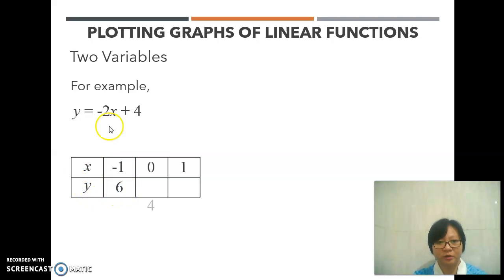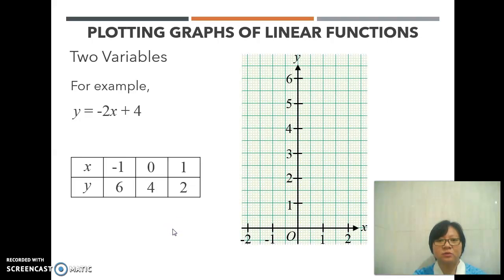And use these x coordinates as input to get the output. Use this formula. For example, if x equals -1, it means -2 times -1 plus 4. -2 times -1, negative times negative equals positive. So 2 plus 4 equals 6. And then if x is 0, -2 times 0 equals 0. 0 plus 4 is 4. The y coordinate is 4. And then if x is 1, we calculate using this formula. If x is 1, then y is 2. Now we have 3 points.